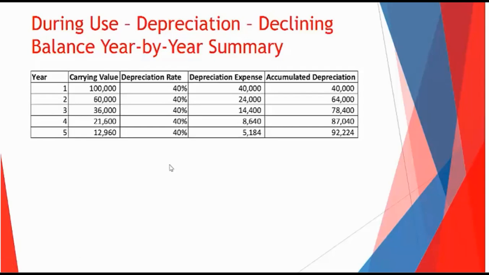So year 4, 21,600 multiplied by 40% is 8,640 of depreciation expense, $87,040 of accumulated depreciation, which leaves us a carrying value of 12,960.